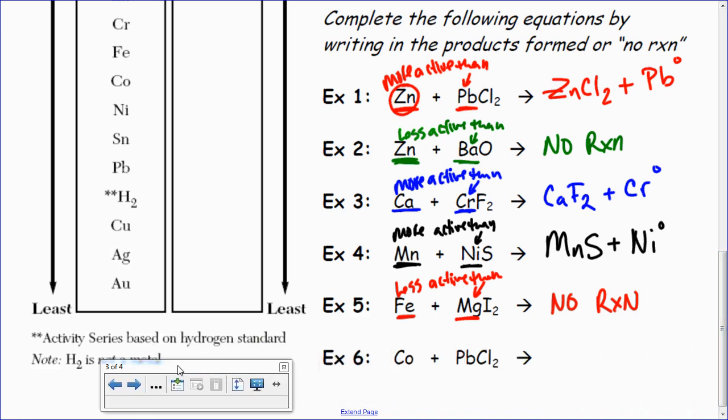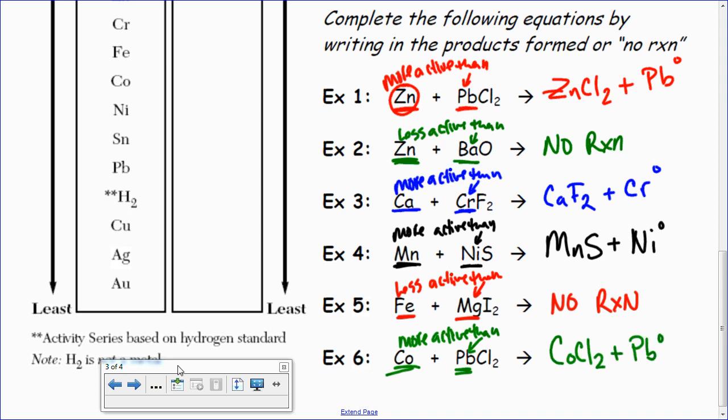Last one, cobalt and lead. I think back to green. So cobalt versus lead. Cobalt's kind of on the lower end of the spectrum, but lead is lower still. So cobalt is more active than the lead. So it's going to swap in, make cobalt chloride and pure elemental lead.